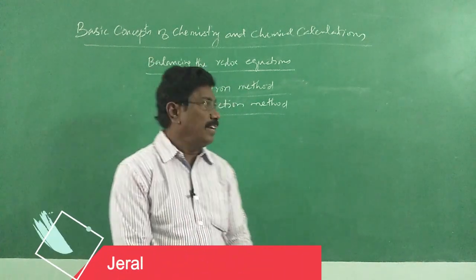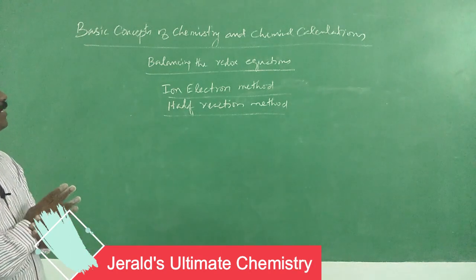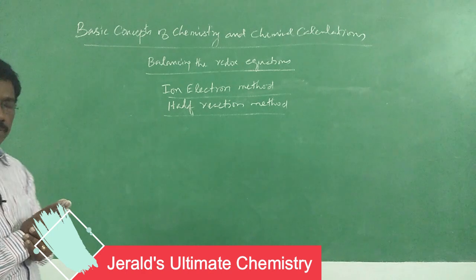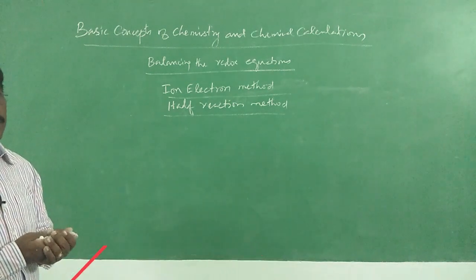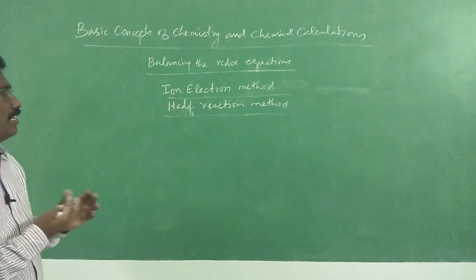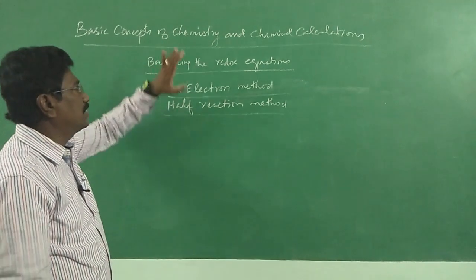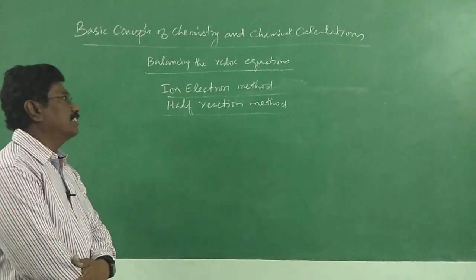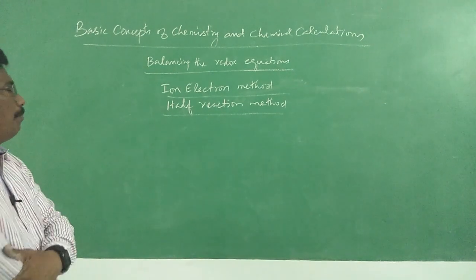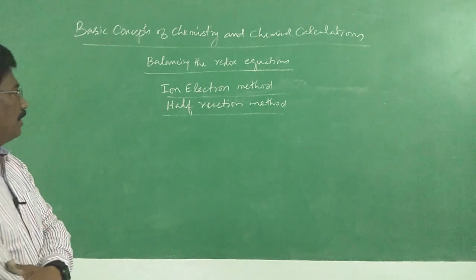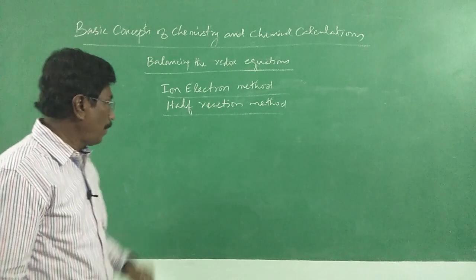So dear students, it is the last session to explain the content under basic concepts of chemistry and chemical calculations. Anyhow, I will be explaining objective type questions and other things in the later part. But the last part is balancing the redox reactions or redox equations. And in the previous session, we have balanced using the oxidation number method. Now, the ion electron method or half reaction method.